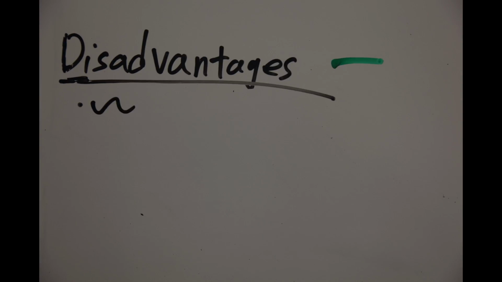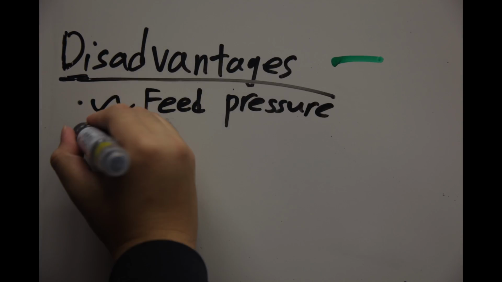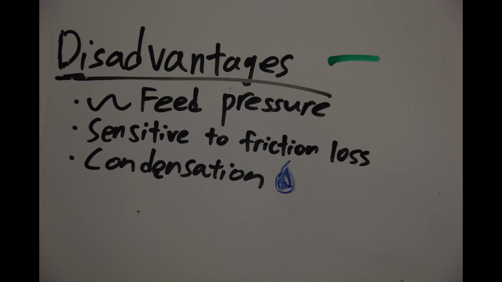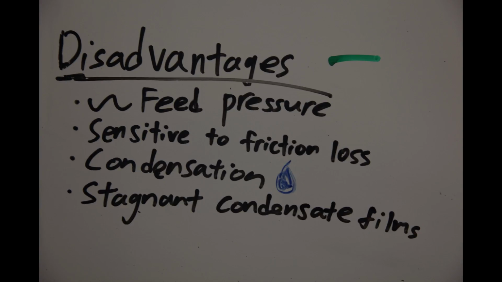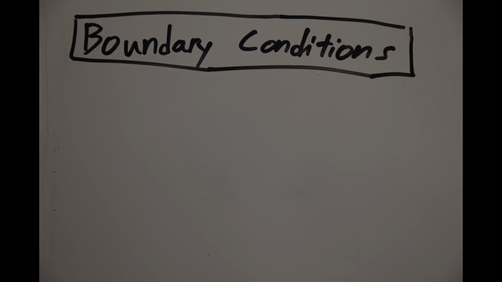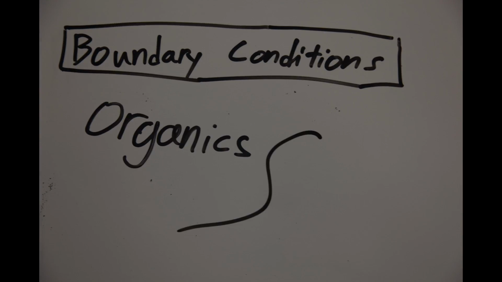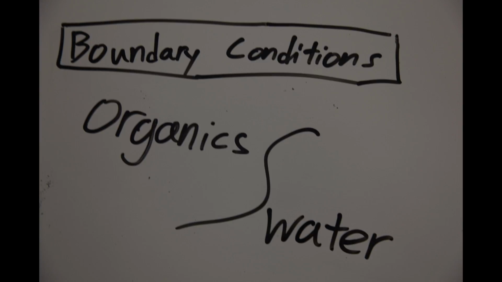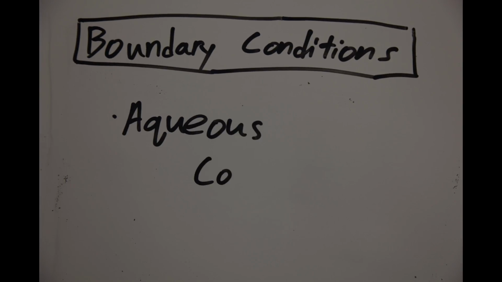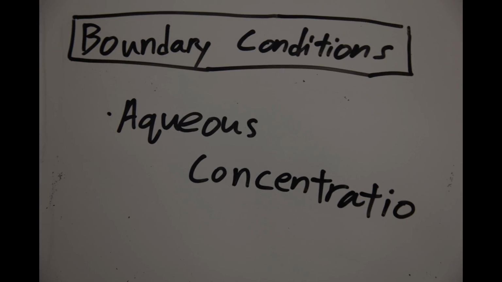Firstly, the separation depends on the characteristics of the feed pressure, the sensitivity to friction loss and possibility of condensation, the formation of stagnant condensate films which partially cover the membrane on the feed side. There are also boundary conditions for pervaporation. There are four of them, mainly the removal of water from organics, removal of organics from water, separation of organic mixtures, and the concentration of aqueous solution.